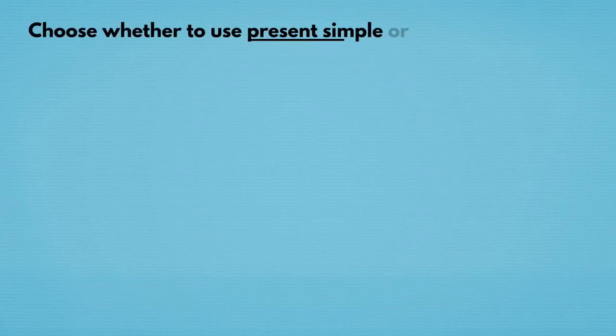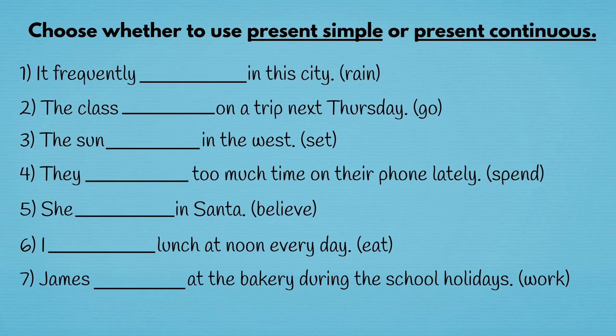Now it's time for an activity to test your understanding of the two tenses. Choose whether to use present simple or present continuous, and then complete each sentence using the given verb. Look out for adverbs or time phrases for hints. Pause here while you work. Let's see how you went.